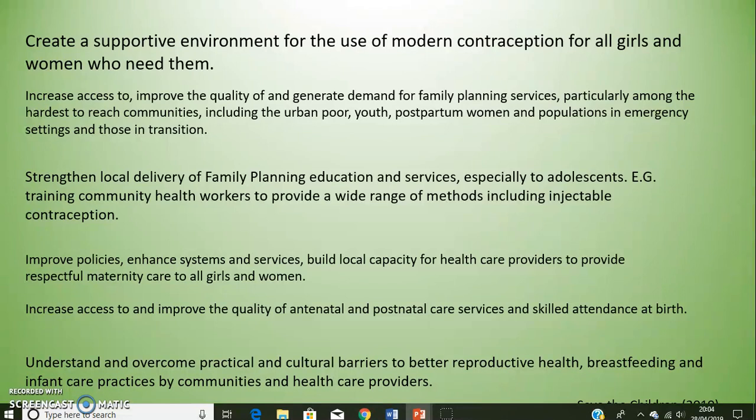They strengthen local delivery of family planning education and services, especially to adolescents, training community health workers to provide a wide range of methods including injectable contraception, improving policies, enhancing systems and services, and building local capacity for healthcare providers to provide respectful maternity care to all girls and women. They increase access to and improve the quality of antenatal and postnatal care services and skilled attendance at birth, and work to understand and overcome practical and cultural barriers to better reproductive health, breastfeeding, and care practices by communities and healthcare providers.